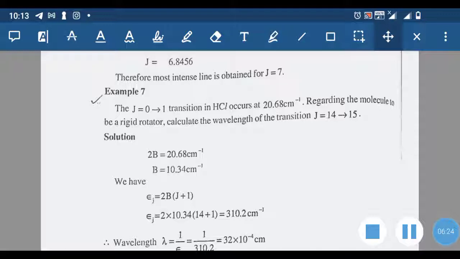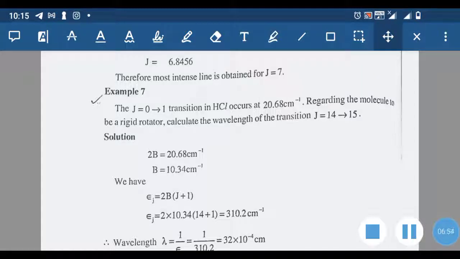Next problem: the J equal to 0 to 1 transition in HCl occurs at 20.68 centimeter inverse. Regarding the molecule to be a rigid rotator, calculate the wavelength of the transition for J from 14 to 15. So 2B is given as 20.68 centimeter inverse. So B is obtained as 10.34 centimeter inverse.